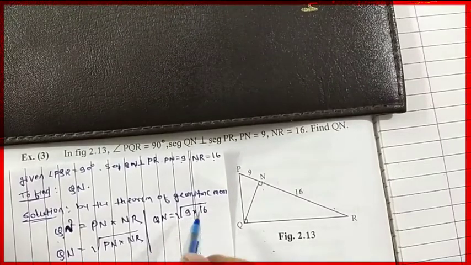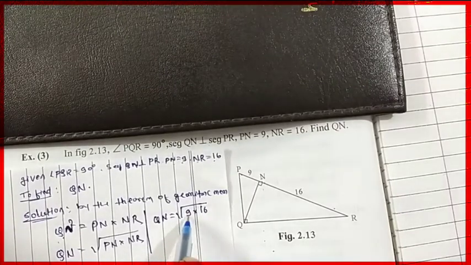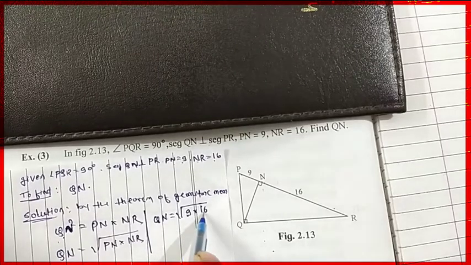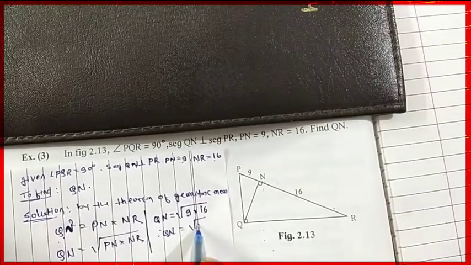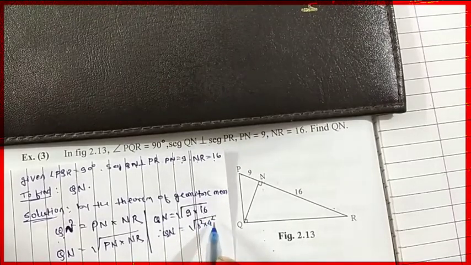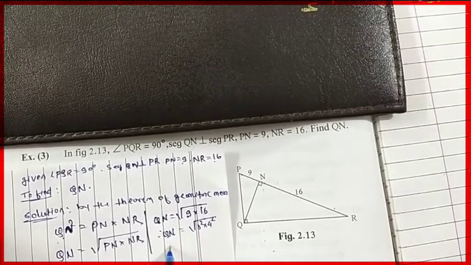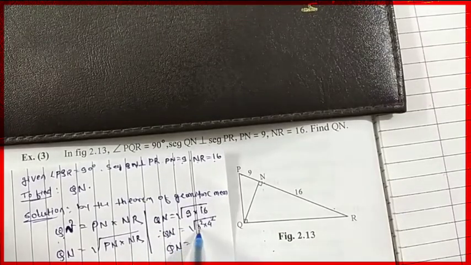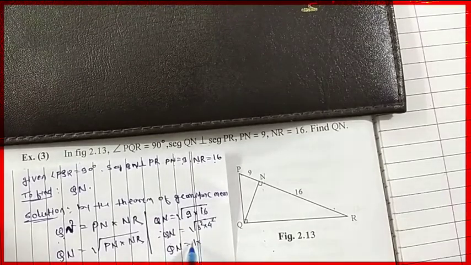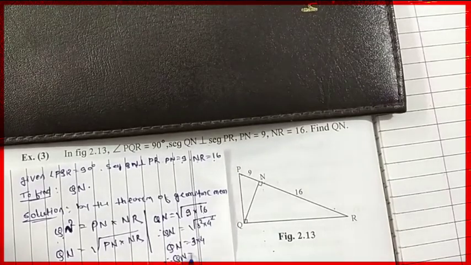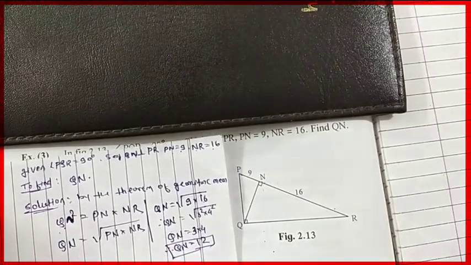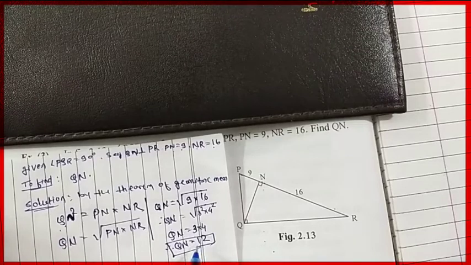Now we know this 9 is square of 3 and 16 is square of 4. Therefore QN equals root of 3 square into 4 square. So square and square root will get cancelled. Therefore what we will have? QN equals 3 into 4, and 3 into 4 is 12. Therefore QN equals 12 and it is our answer. Okay, so in result we can write that the measure of QN is 12 unit.